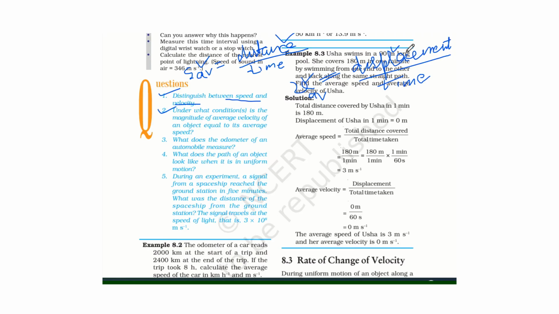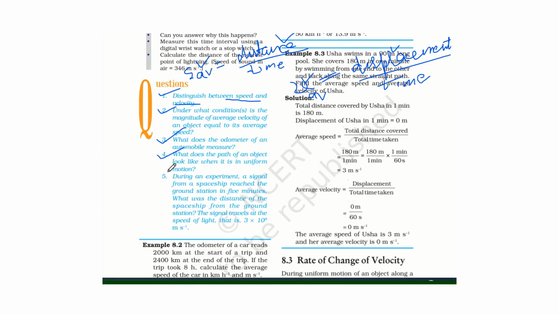Next question, what does the odometer of an automobile measure? So odometer is fixed in the automobile. It measures the distance covered by an automobile. What does the path of an object look like when it is in uniform motion? So when the object covers equal distance in equal interval of time, the motion is said to be uniform. So the path will look like a straight line.